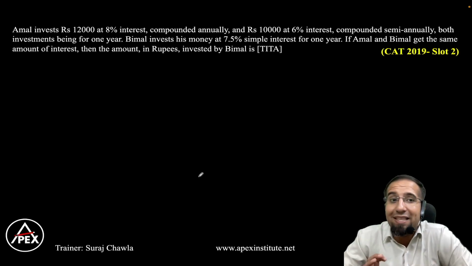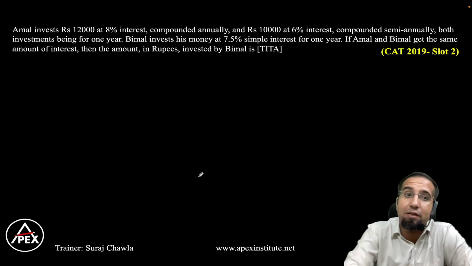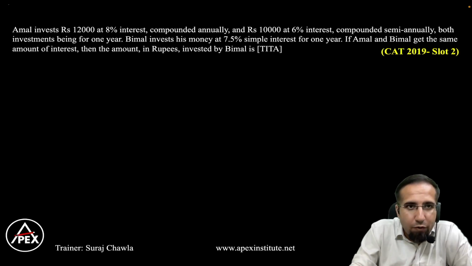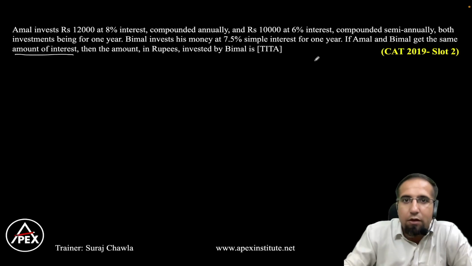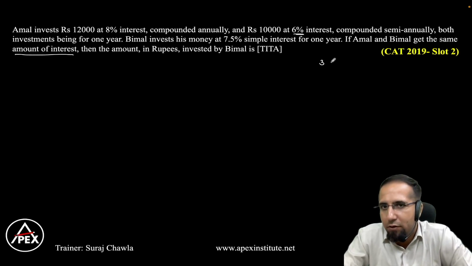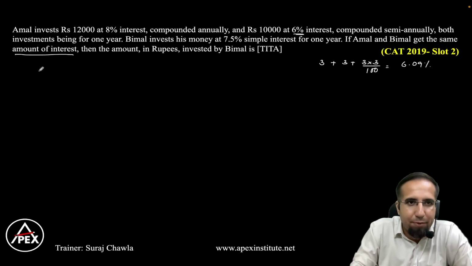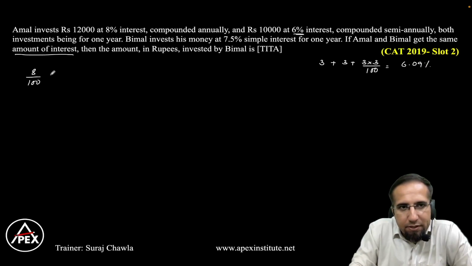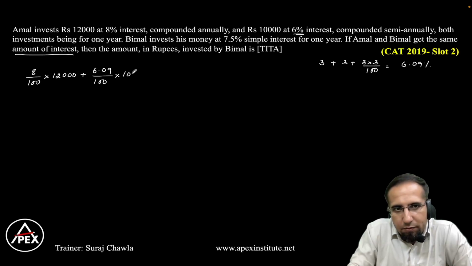Now Bimal invests at 7.5 percentage simple interest for 1 year. Now all of them get the same amount of interest. Now the question is talking about interest. Clear? So what we can do here is effectively, let's calculate effective rate of interest here. So 6 percentage means 3% for half year, another 3% for half year, 3 plus 3 plus 3 into 3 divided by 100, which will give me 6.09 percentage. So what is happening is calculating 8 percentage of 12,000 plus calculating 6.09 percentage of 10,000.